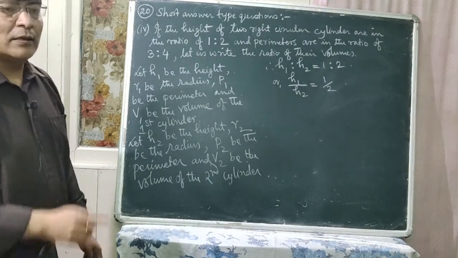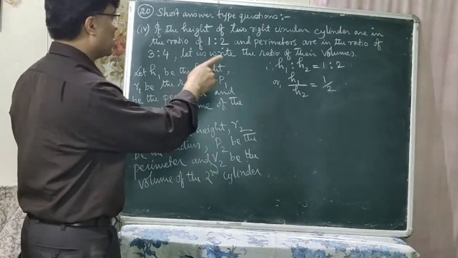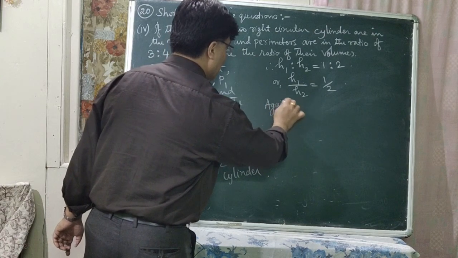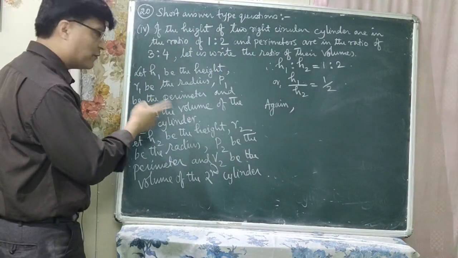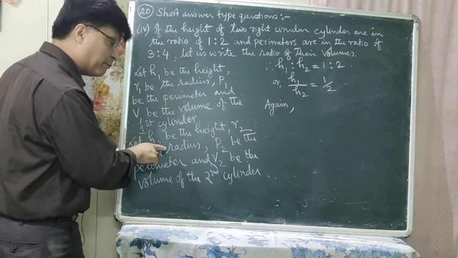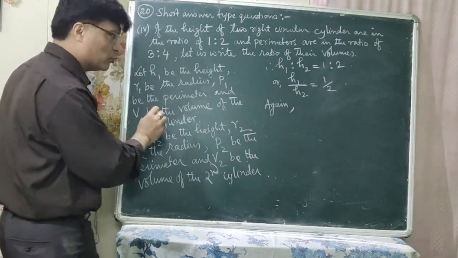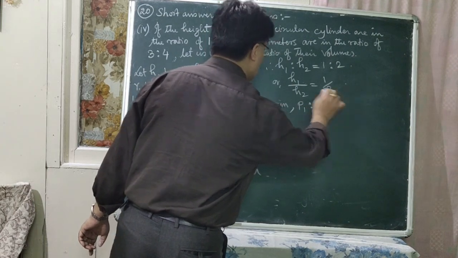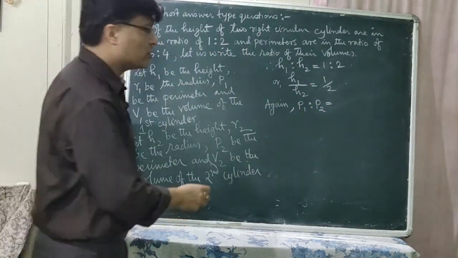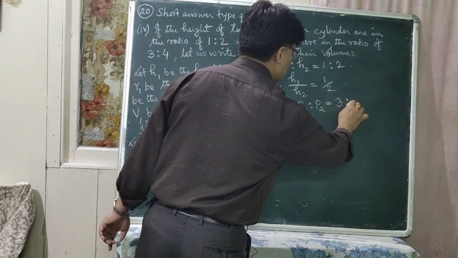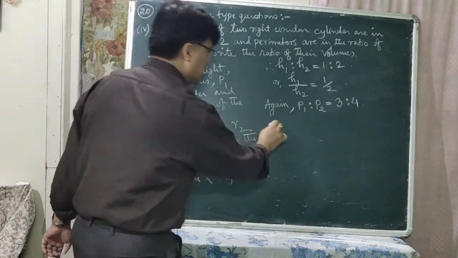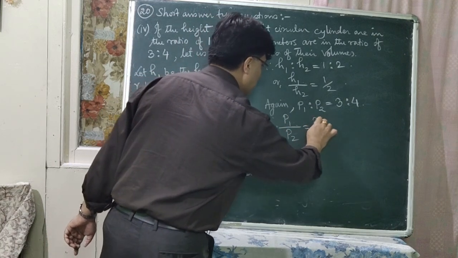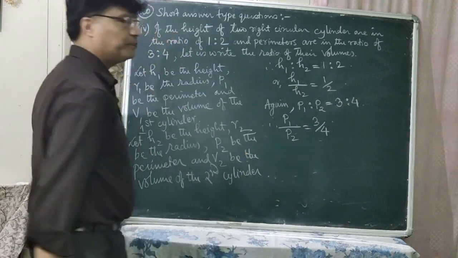Again, the ratio of their perimeters is 3:4. Here we have assumed perimeter P1 for the first cylinder and perimeter P2 for the second cylinder. That is, P1 is to P2 is equal to 3:4. Now we can write it in terms of fraction: P1 divided by P2 is equal to 3/4.